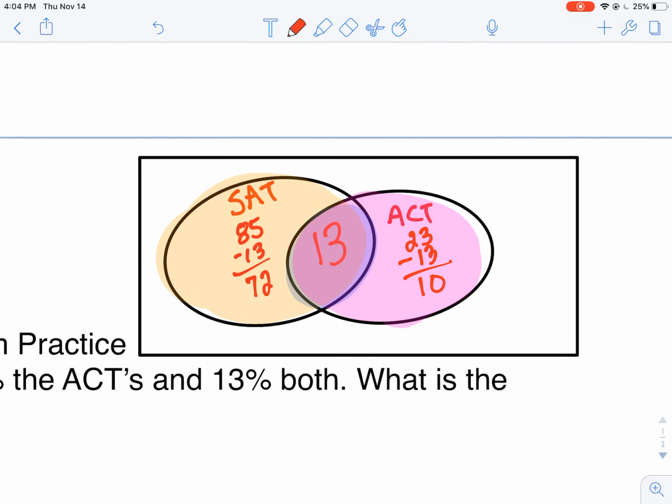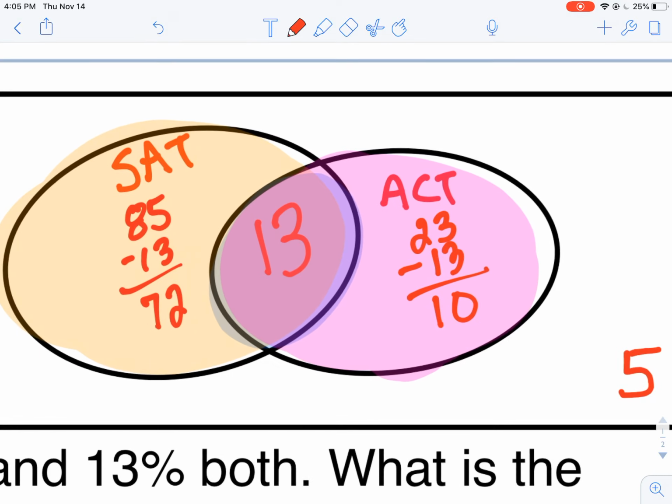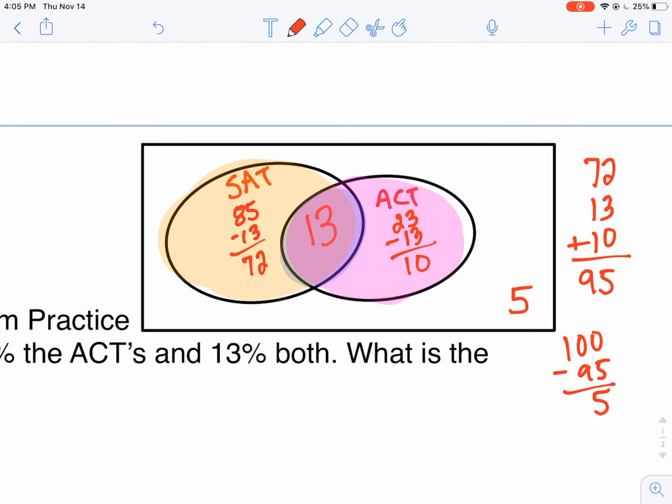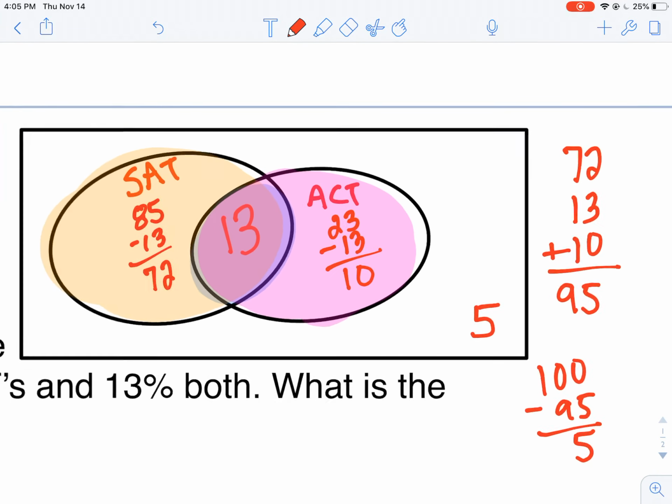Now I can add these all up. 72, 13, and 10. And when I do that, I'm going to get 95. If I subtract 95 from 100, that leaves me 5% of seniors who are going to be on the outside here. What that's going to represent is seniors who did not take the SATs or the ACTs. You should expect that. When you add up these circles, they're typically not going to add up to 100 because there's going to be some within this sample space that aren't going to fit into these subgroups.